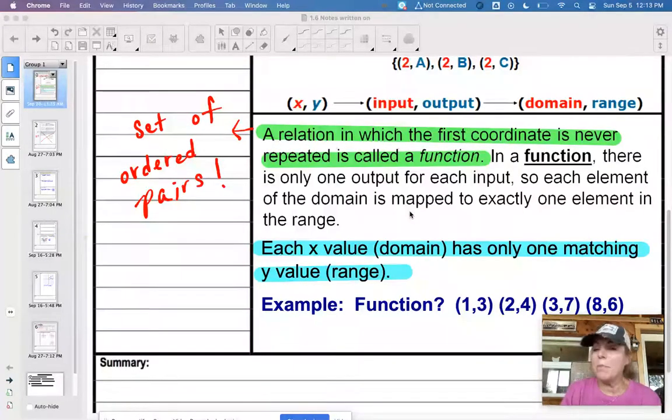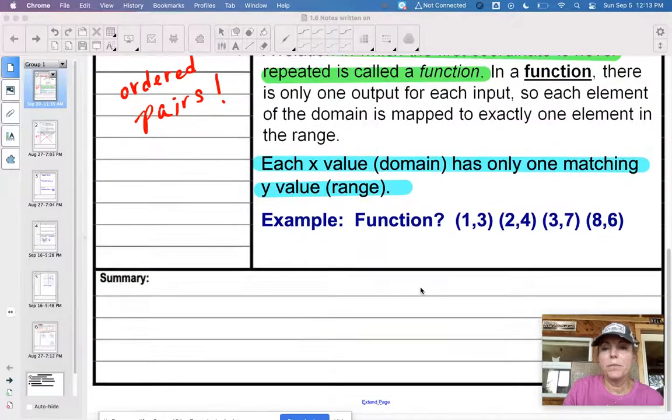So basically, that means when you're looking at a set of ordered pairs, the X's cannot repeat. If they do not repeat, it is a function. If the X's repeat, it's not a function. We don't care what happens to the Y's. Here's an example. So each X value in the domain has only one matching Y value in the range, right?